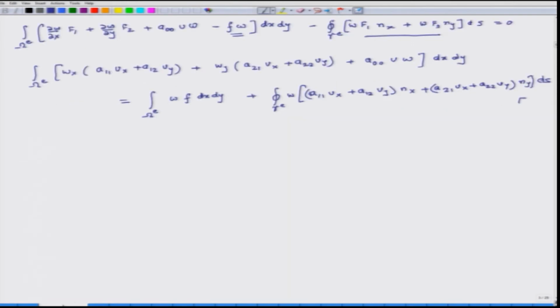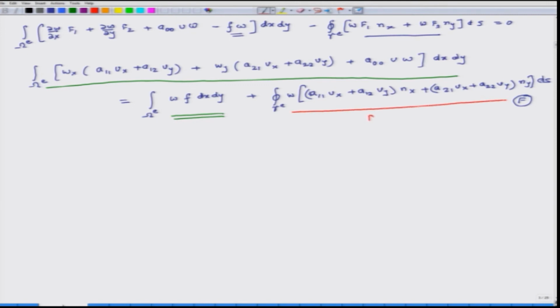So, let us call this equation f. On the left side you have these surface integral terms, and on the right side you have again a surface integral term, but you also have a boundary term.